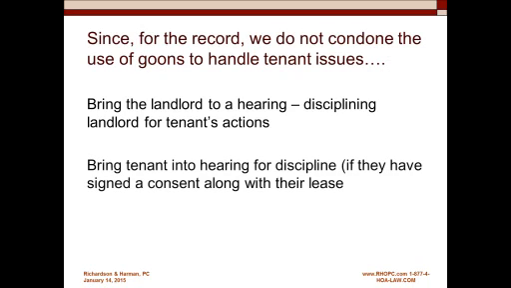You can also bring the tenant into hearing for discipline if, and this is an if, you have already made sure that in your association, tenants are, as a condition of living in your community, required to sign a consent that they will not only follow the rules, but that they can be disciplined by the board as if they were members.